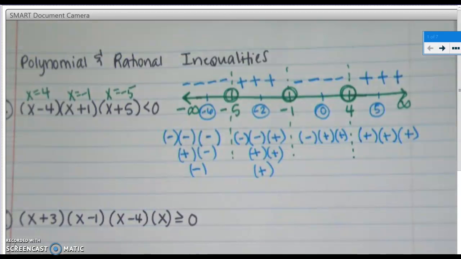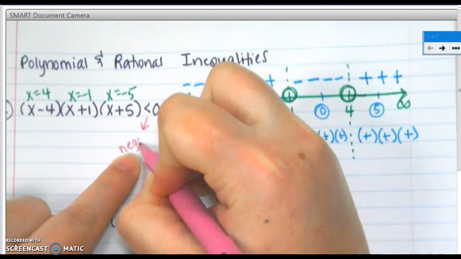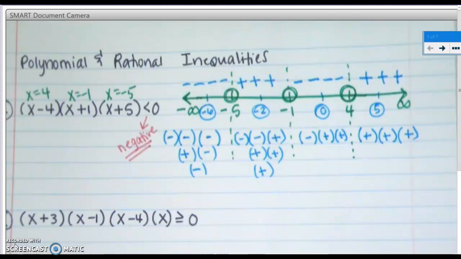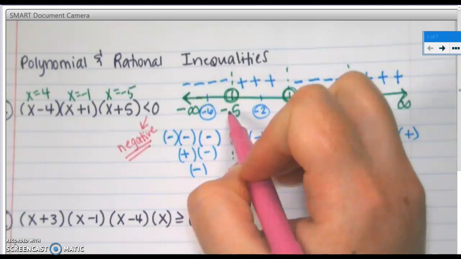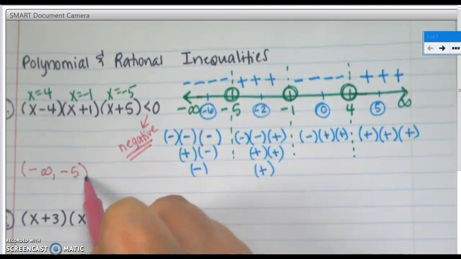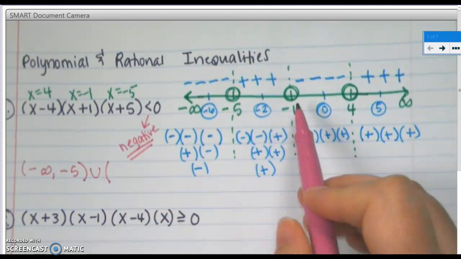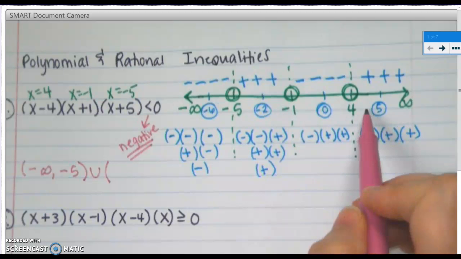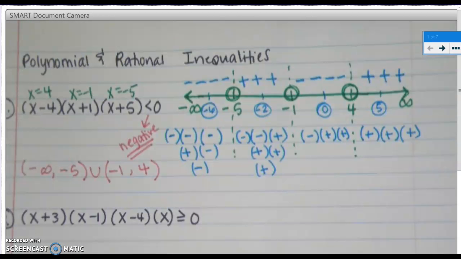So now we have to answer the final question. My goal was to find the intervals that made this less than 0. Numbers less than 0 are negative. So the answer to this question is all of my pieces that were negative. So that would be from negative infinity to -5. Parentheses because it's an open circle. That little U symbol just means I'm about to have another answer from -1 to 4. So that is the answer to that inequality.